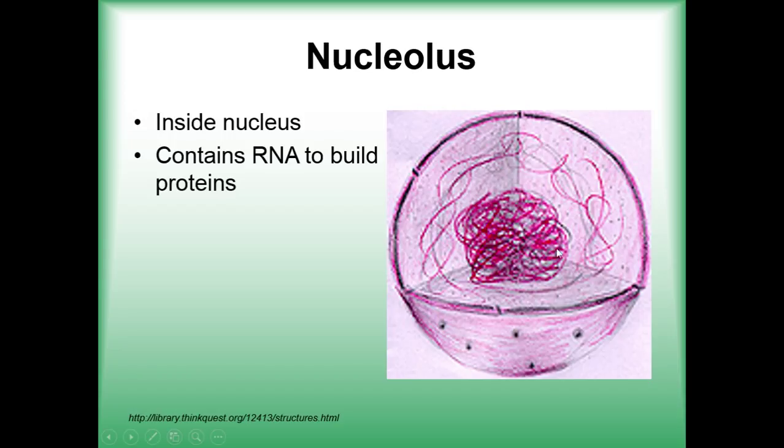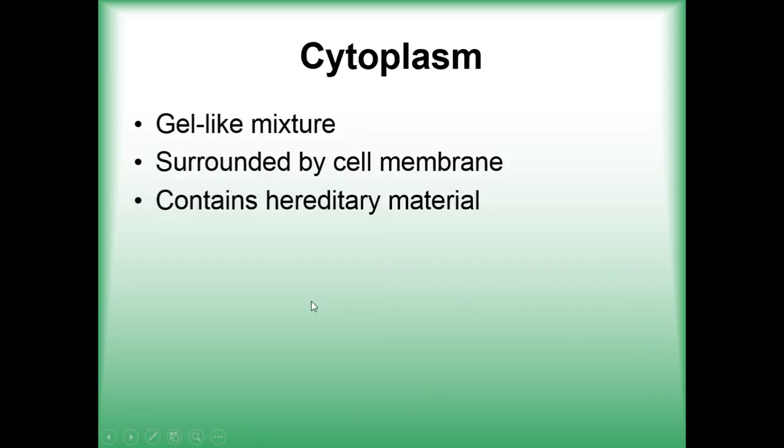Inside the nucleus, we find a structure called the nucleolus, and it contains the information where RNA is made to help build proteins. The cytoplasm is a gel-like mixture, mostly water and proteins.